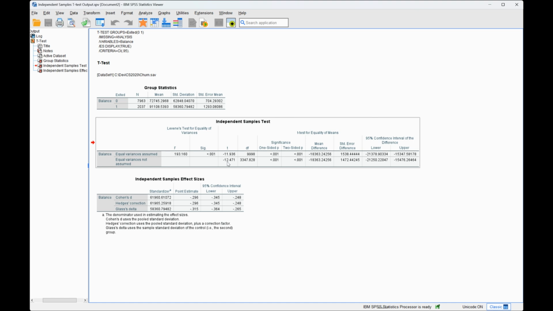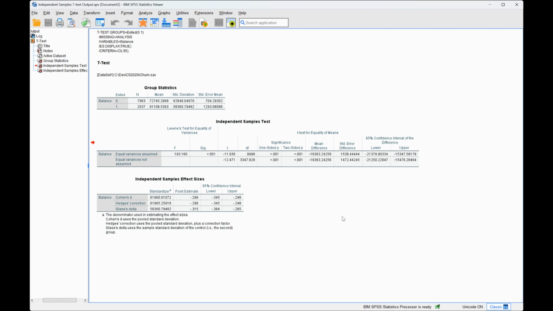If the average balance for churned customers is $91,000 and for retained customers it's $72,000, that's a big gap of over $18,000. But we can't just stop there and assume it means something. Why? Because there's natural variation in every group.